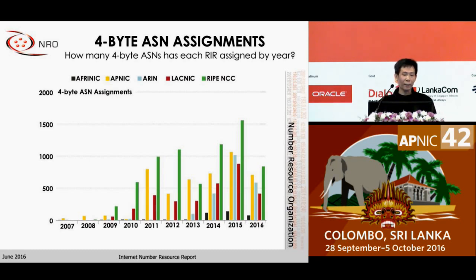The RIRs started to delegate 4-byte AS numbers in 2007. Now, all RIRs will delegate 4-byte AS numbers by default. If your network still doesn't support 4-byte AS numbers, please upgrade it.